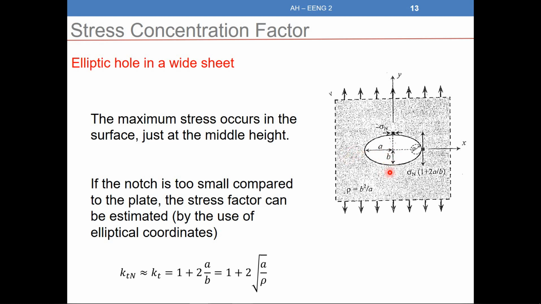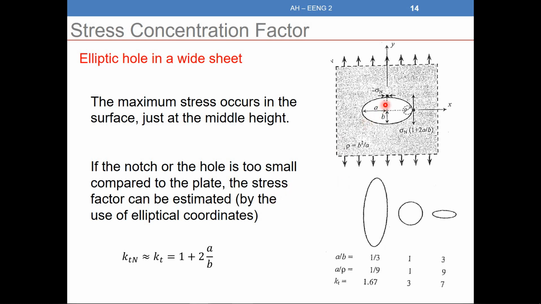If I want to find the maximum stress that I can find in the plate, I can calculate the stress here, which is force over A. Then I calculate KT, 1 plus 2A over B, since I have A and I have B. Multiplying KT by the nominal stress here will give me the maximum stress that can be found around the elliptic hole.